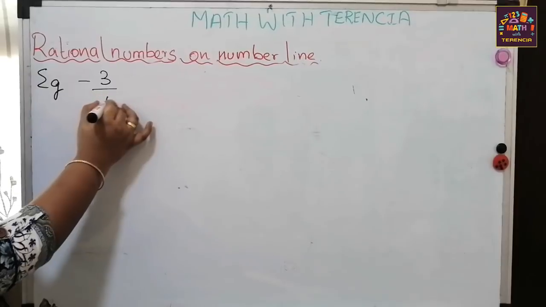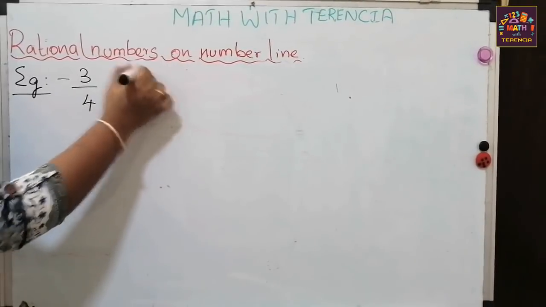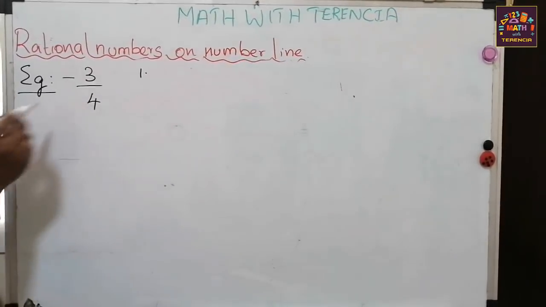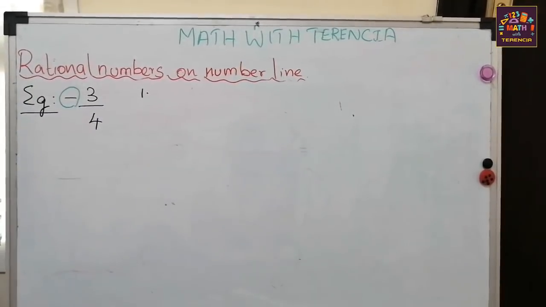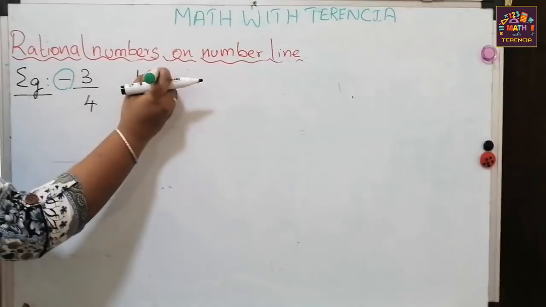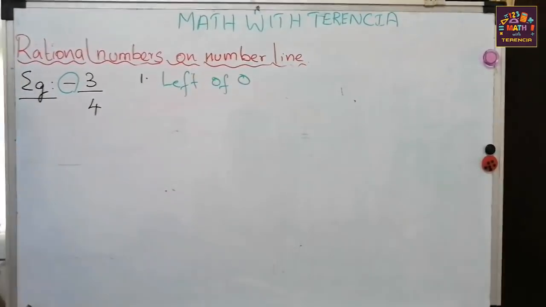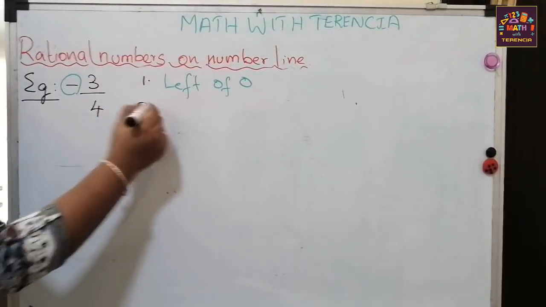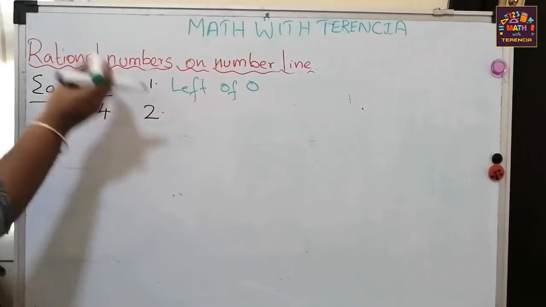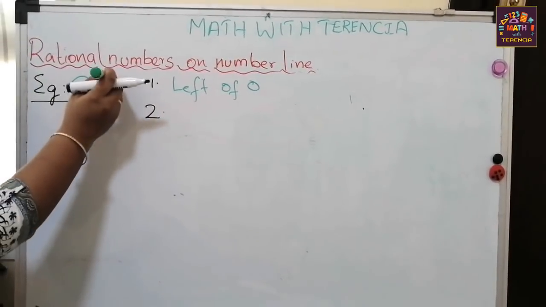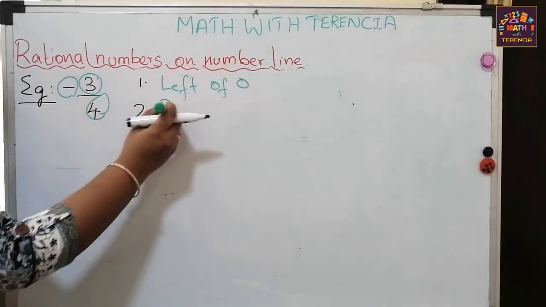Let me represent minus 3 by 4. You need to follow certain steps. First step, check whether the given number is positive or negative. For me, the number is negative. So the number will be on left of the 0 on the number line. And the second step, you need to check what type of fraction, whether it is proper or improper or mixed. Here the numerator is smaller than the denominator, so it is a proper fraction.